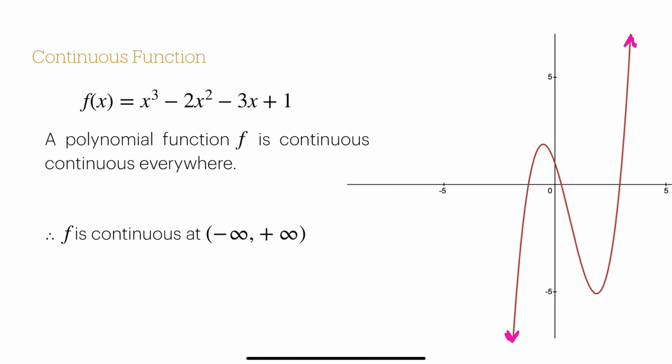If you have no idea how the curve looks like, just by looking at this function right here, we can say that there is really no value of x that will make f of x undefined. Therefore, we can conclude that a polynomial function f is continuous everywhere, or at all values of x. So f, in interval notation, is continuous on the interval negative infinity to positive infinity. Again, for polynomial functions, there is no value of x that will make the function undefined.